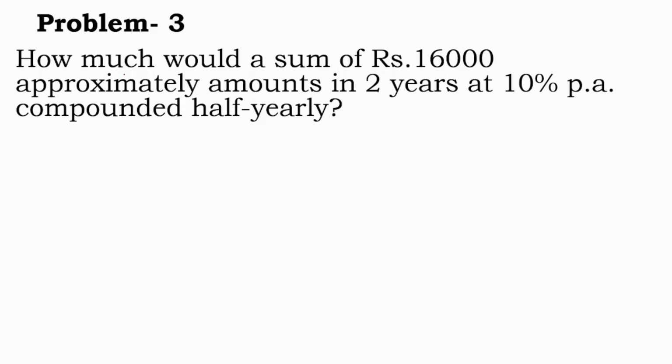We see the third problem in this video. How much would a sum of 16,000 rupees approximately amount to in 2 years at 10% compounded half yearly? Here we have to find the approximate amount. So the compound interest is calculated 2 times for every year. Also, we have to find the rate of interest for half year.